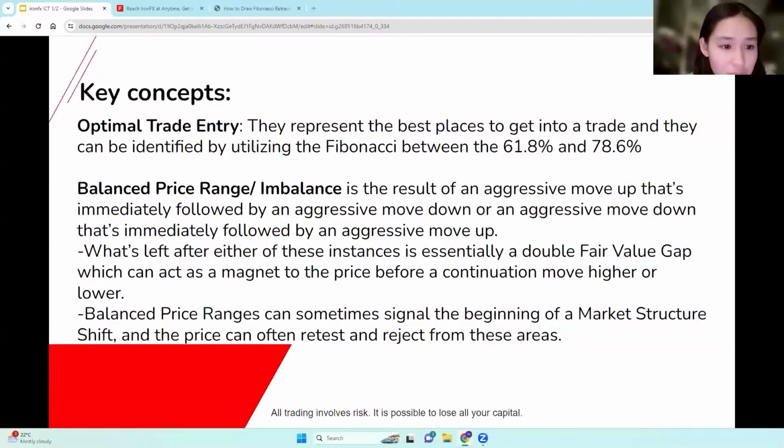Balanced price range. What's left after either of these instances is essentially a double FVG or fair value gap, which can act as a magnet to the price before a continuation move higher or lower. Balanced price ranges can sometimes signal the beginning of a market structure shift, and the price can often retest and reject from those areas.